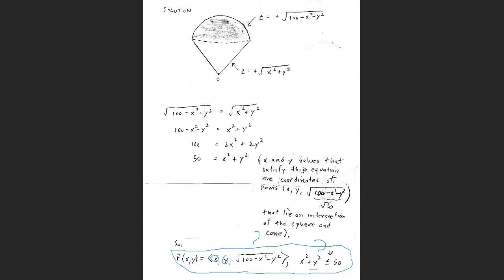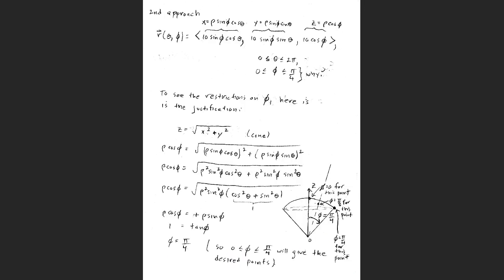Now, there was a sphere involved in this problem. So here our parameters were x and y. But what if I wanted to do this problem with parameters theta and phi? What if I wanted to use different parameters? What would the vector function be? Well, let me show you on the next page. Let me show you what I call the second approach. May I go to the next page? Okay, let's go to the next page and take a look at what I have here.